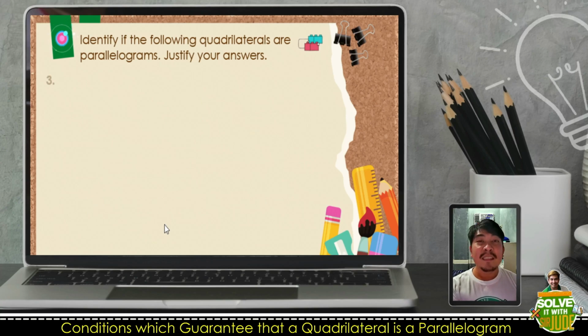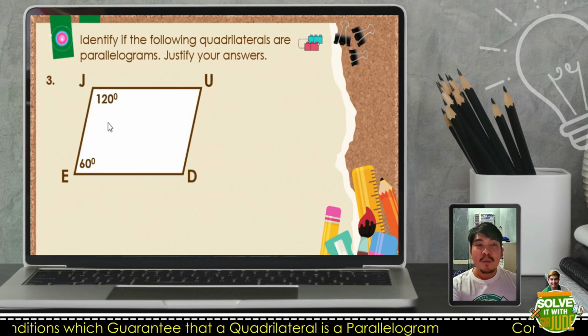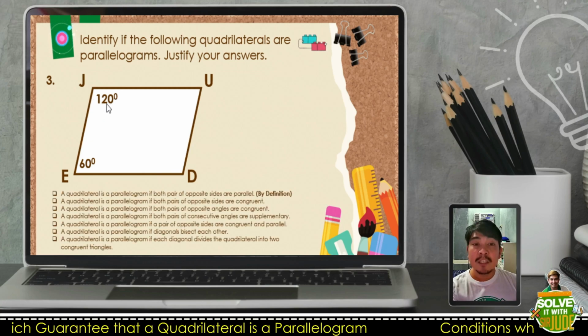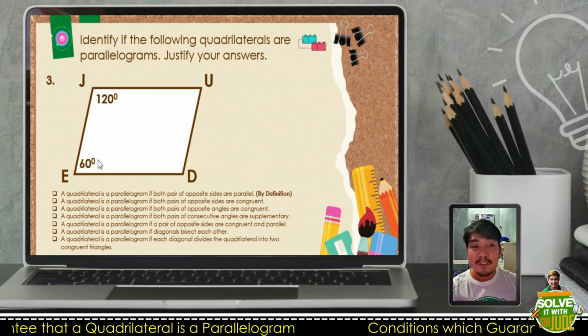Okay, so let us now go to the third example. There. So we are given with the measure of angle J, which is 120 degrees, and the measure of angle E, which is 60 degrees.